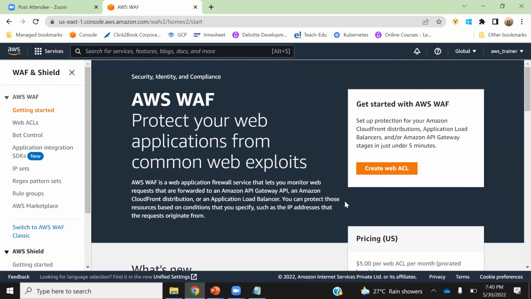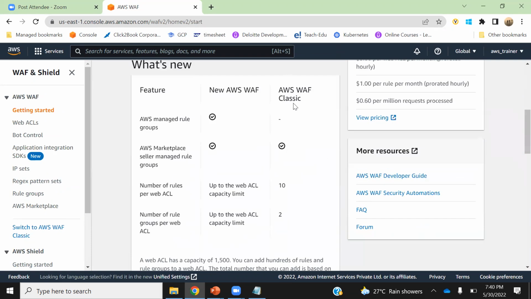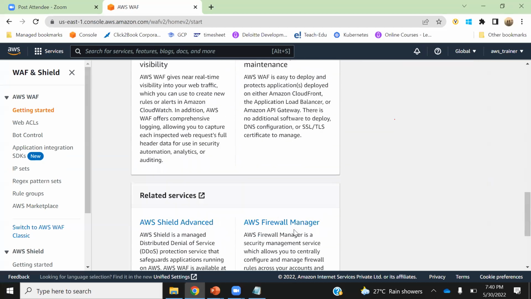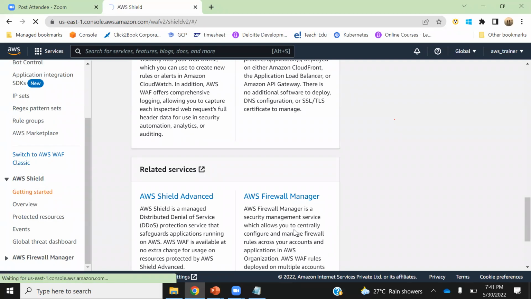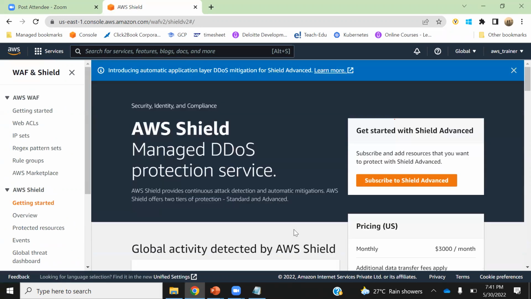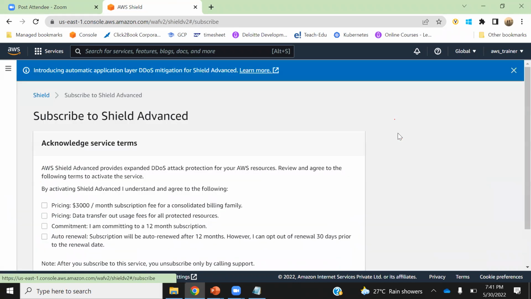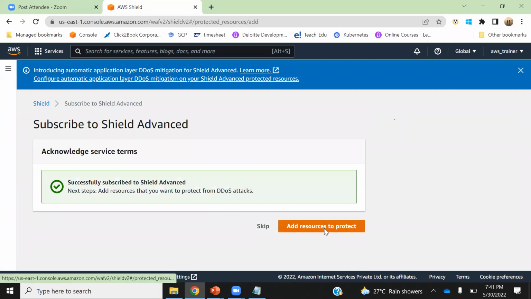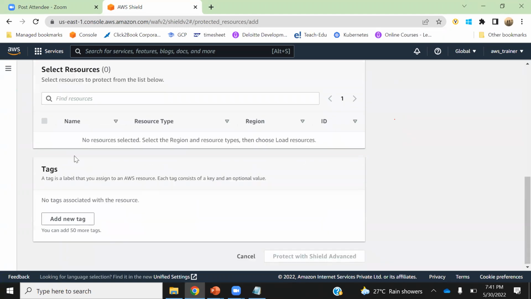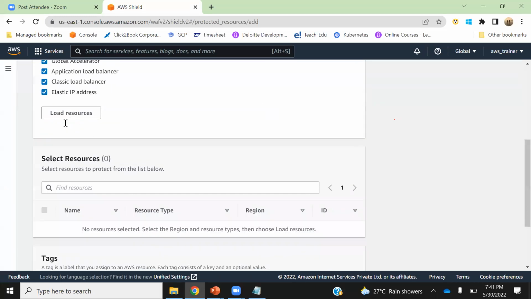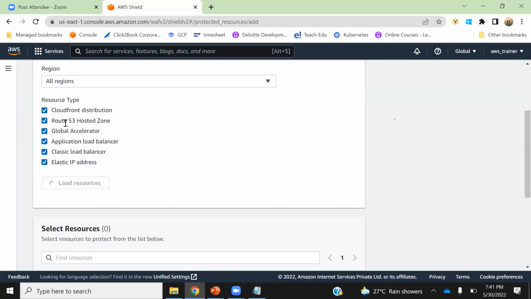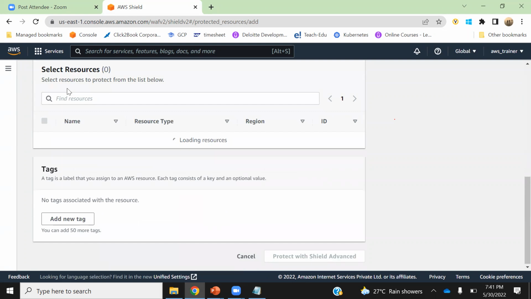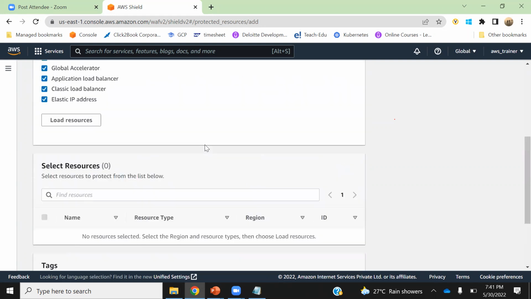But one thing I would show you is when you enable this Shield. When you go with Classic, it will not give you more features. Whenever you subscribe for this, it will ask you for the price and the auto renewal. When you subscribe, it will ask you to add resources to protect. So what all resources would you like to protect? It will also ask for the email ID where it should send those notifications. So once this is done, right?